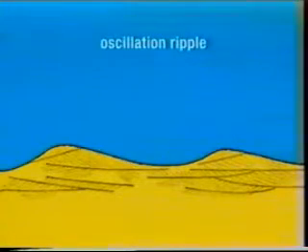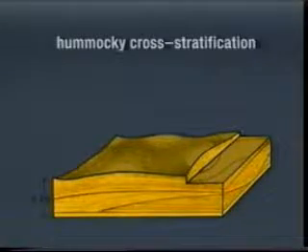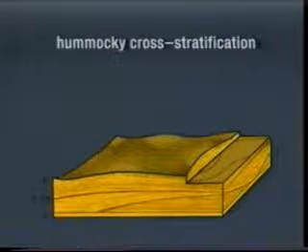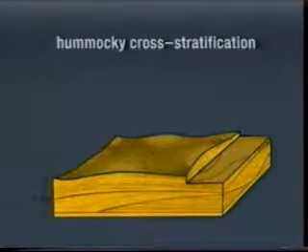Other types of current-generated stratification include oscillation ripple cross-lamination, which is produced by the back-and-forth action of waves. Hummocky cross-stratification is a type of large-scale cross-stratification produced by oscillating flow mainly in coarse silt and fine sand. It is believed to form on marine shelves and on the lower shore face from the action of large storm waves. The third important parameter of sedimentary facies is paleontology.